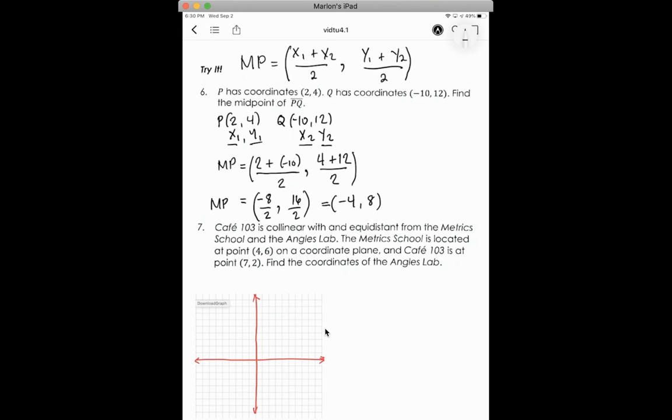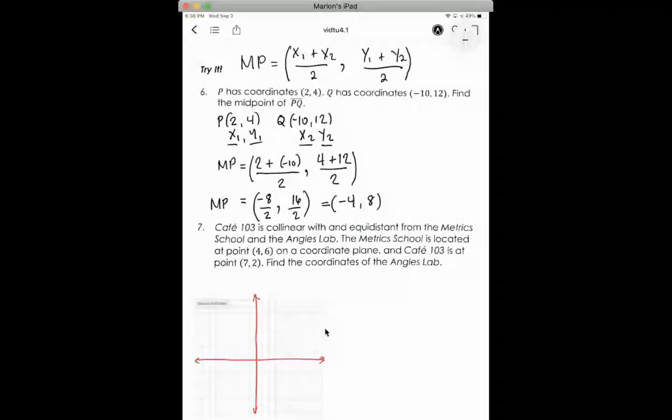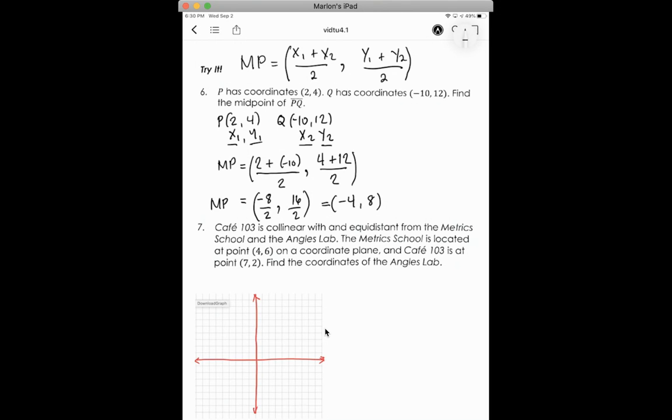So Cafe 103 is collinear with and equidistant from the metric school and the Ingles lab. The metric school is located at point (4, 6) on a coordinate plane, and Cafe 103 is at point (7, 2). Find the coordinates of the Ingles lab.